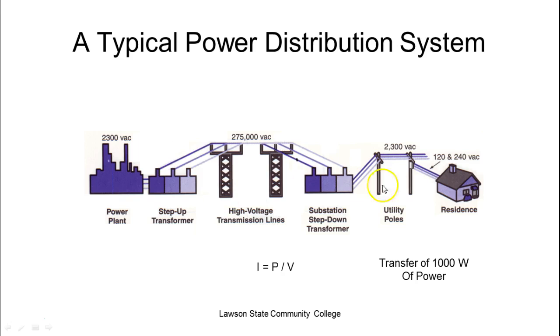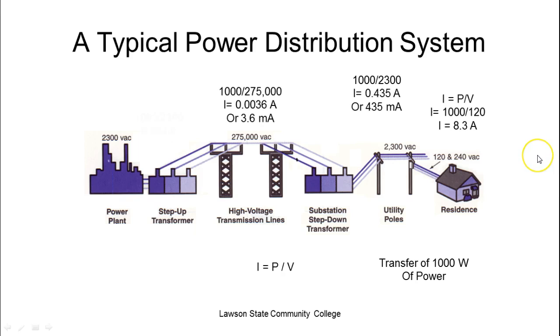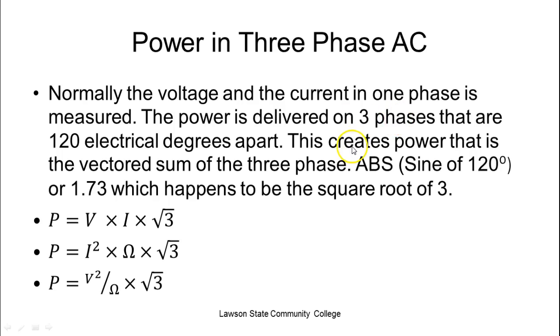and step it up for transmission. We looked at this, and it went through several different scenarios of trying to transmit 1,000 watts of power. Over our high tension line, it's only requiring 3.6 milliamps. Coming into our house at 120 volts would be 8.3 amps. But this device needing 1,000 watts would be designed around 120 volts. This is 3-phase power.